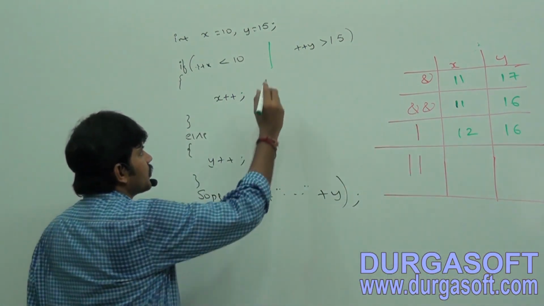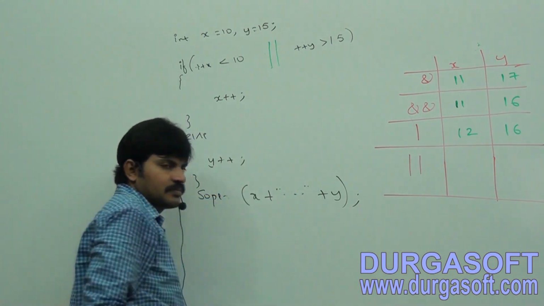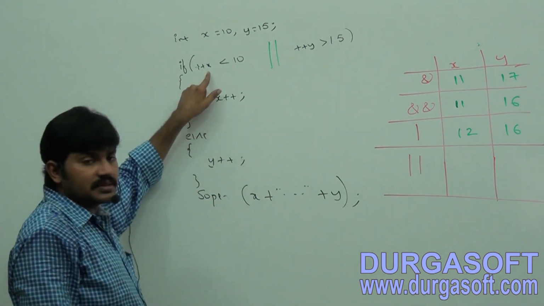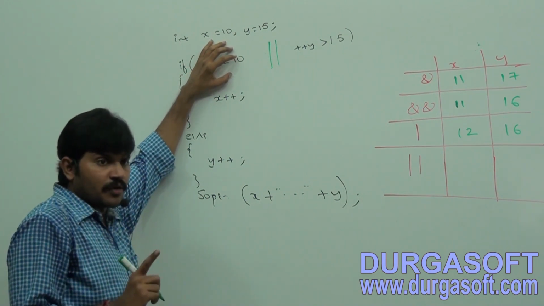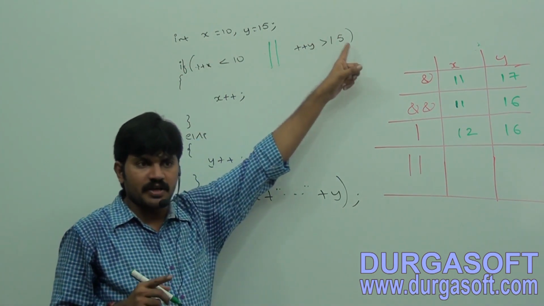Now, I want to take double or. Is x true or false? False. If it is false, compulsorily the second one should be evaluated.